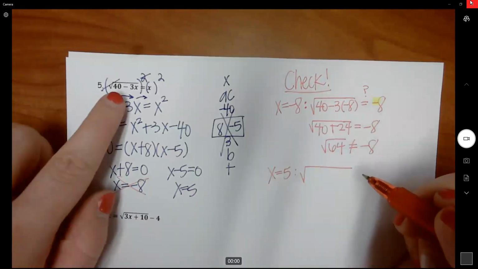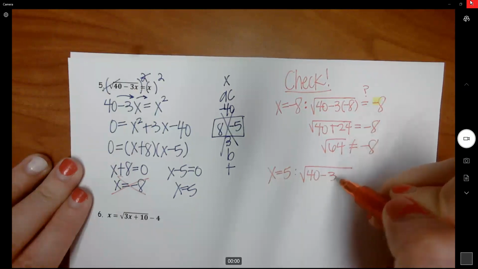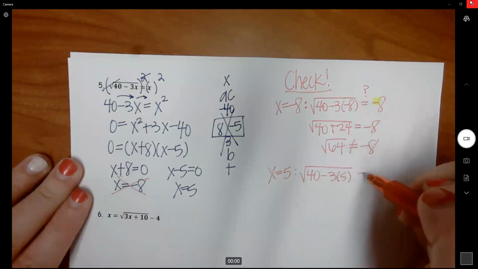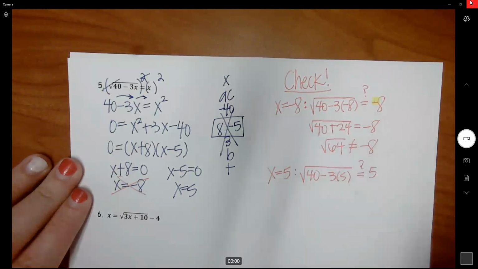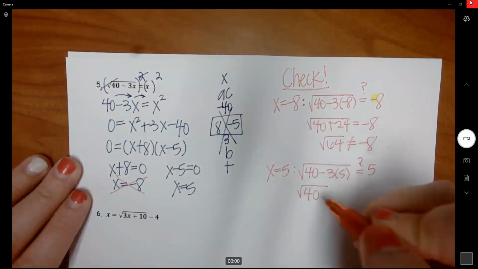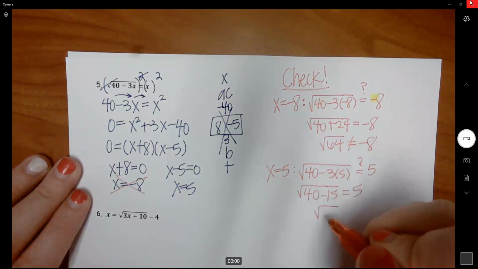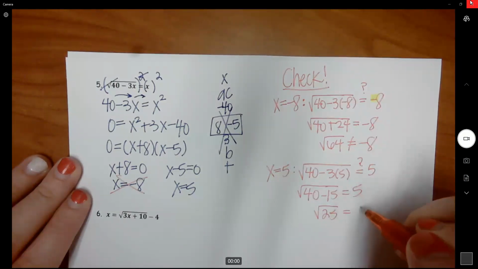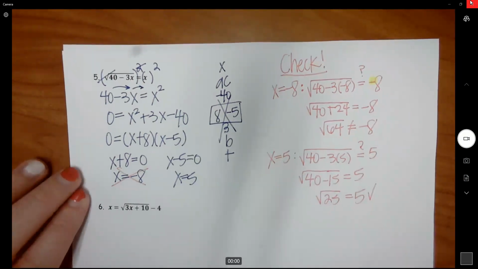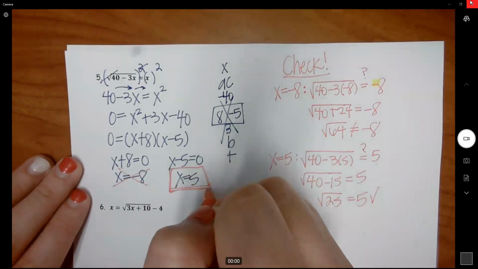Same thing, plug in 5 for both x's. Okay, does this make a true statement? We get 40 minus 15. 40 minus 15 is 25, and the square root of 25 is 5. So this is my solution.